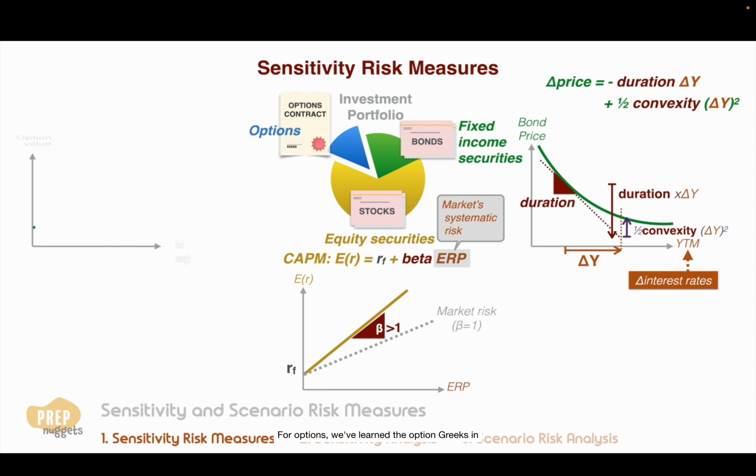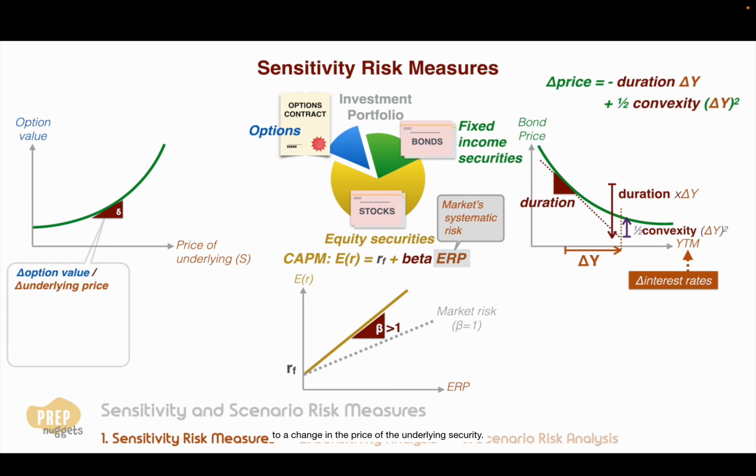For options, we've learned the option Greeks in the derivatives course. Delta is an estimate of the sensitivity of an option's value to changes in the value of the underlying asset. Delta is the ratio of the change in option value to a change in the price of the underlying security. For example, a call delta of 0.3 means that for every $1 increase in the price of the underlying asset, the call value increases by 30 cents.